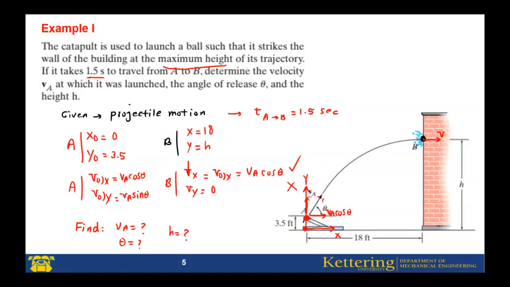Okay, next step to solve the projectile motion. Move to the next slide. As I mentioned, I divide the problem into motion along the x direction. Along the x direction, there is only one equation: x equals x0 plus v0x multiplied by t.